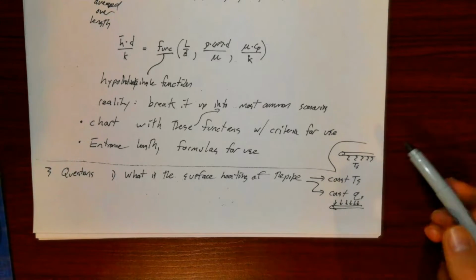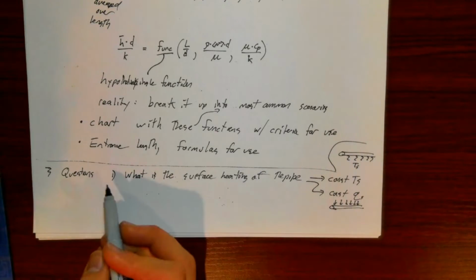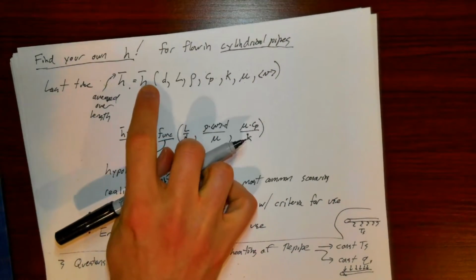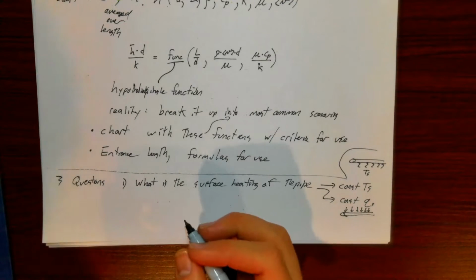So it turns out that the h that you get for each of these scenarios is a little bit different. So the first question you need to ask yourself when you're trying to figure out h is, which of these heating conditions do you have on the surface?